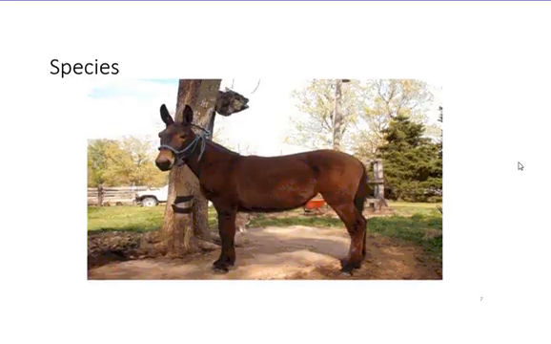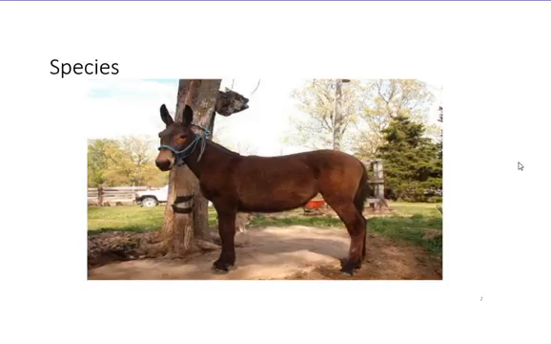A species is a group of similar organisms that reproduce to create fertile offspring. Fertile meaning they're able to reproduce also. They are viable offspring. An example here, this is a mule. A mule is not a species. It cannot reproduce to make more mules. It is sterile. A horse and a horse can make more horses. A donkey and a donkey can make more donkeys.